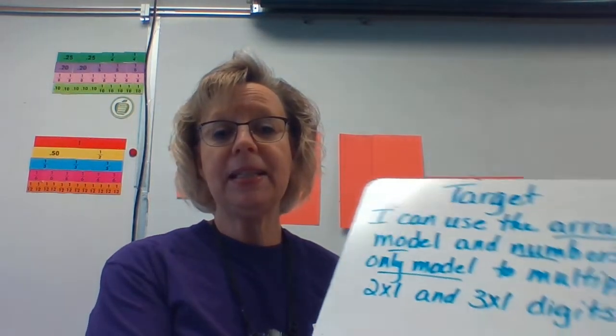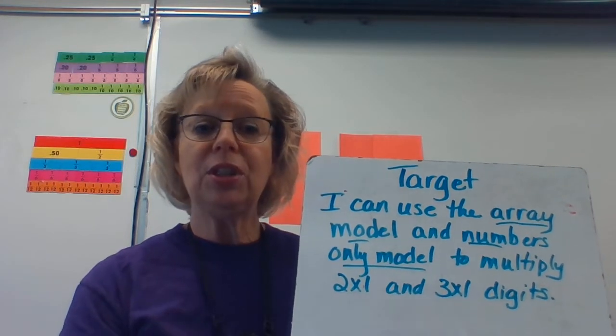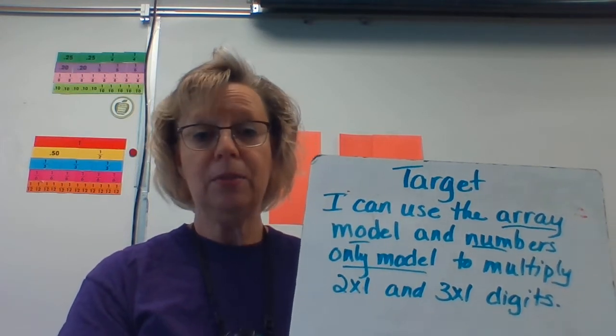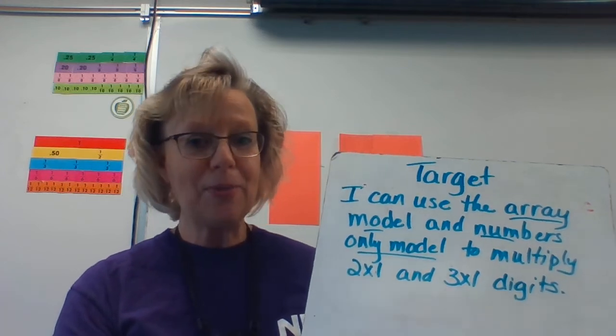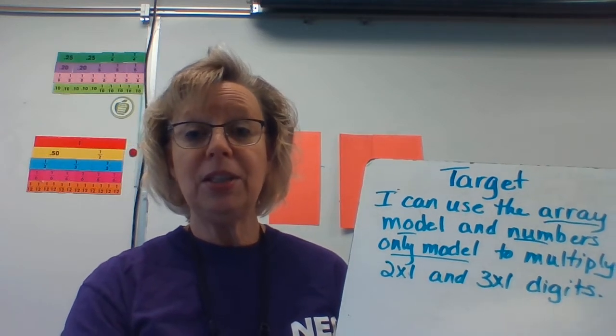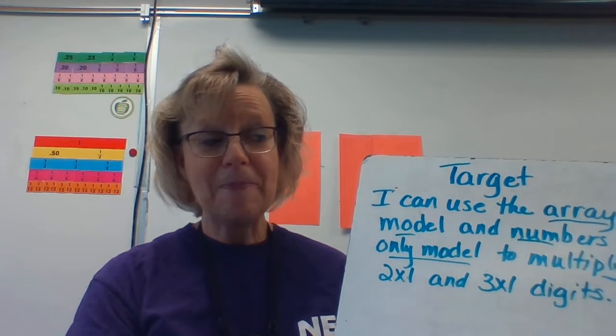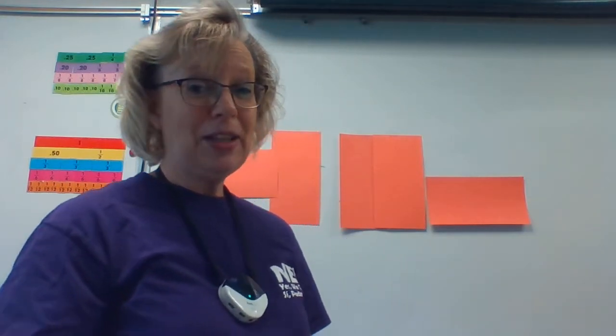And our target today, what we want to get through, is by the time we are done with our videos today, I want you to be able to use the array model for multiplication and another model that we're going to call numbers only. And we're going to be multiplying 2 by 1 digit and 3 by 1 digits using these two different models. Okay? So I want to review where we have been with multiplying 2 by 1 digits and introduce you to the numbers only model as well. And we're going to talk about some things that could go wrong with this model as well.